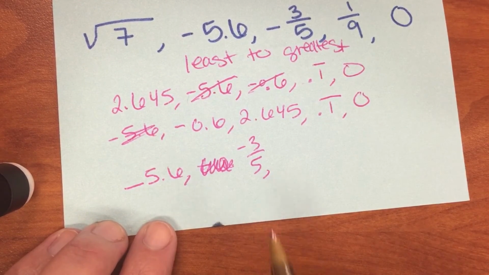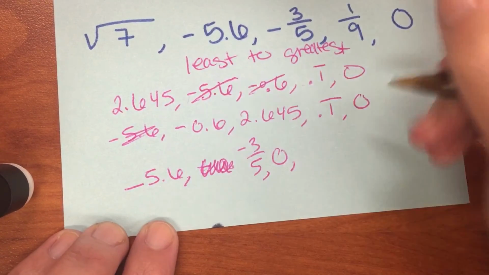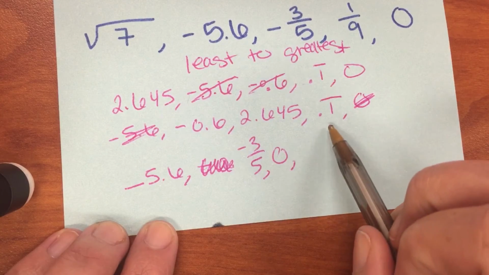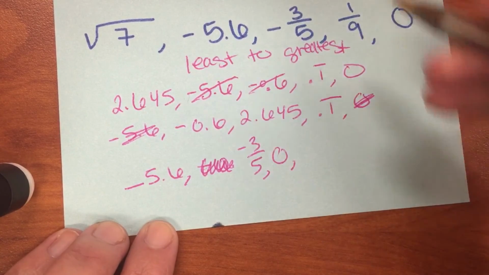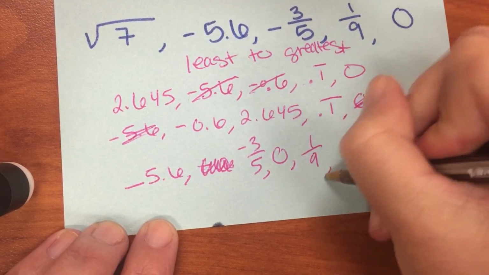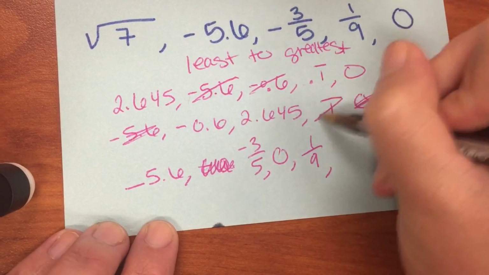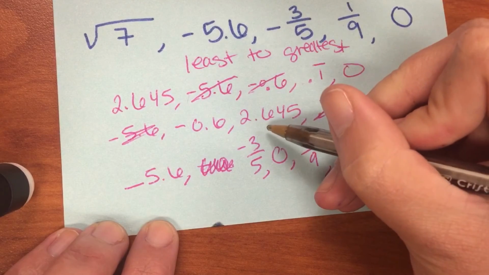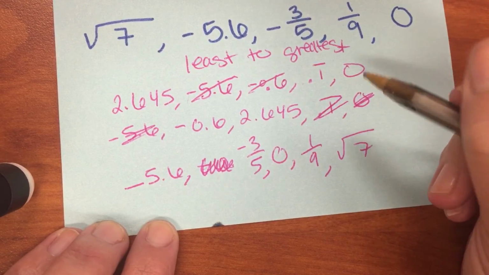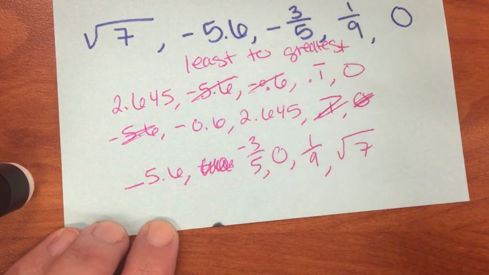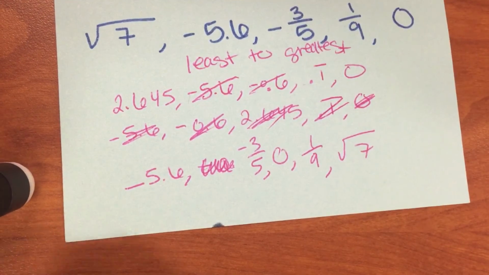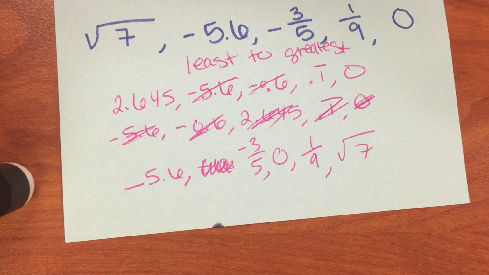Now, what would be the next? I think zero. Zero would come next, because zero is neither negative nor positive. Yep. And then we've got 0.1 repeating, which was 1/9. And then the square root of 7. That's it, that was the last one. Cross those out now.